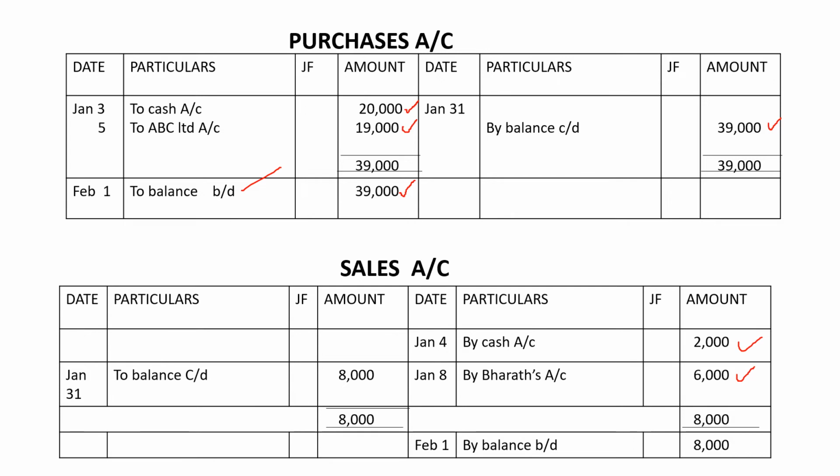So the credit side is more, so 8,000 we are writing. On the debit side also we have to write the same amount, and above the total we have to write the balance. So the balance is 8,000 rupees. So on January 31st we have to close the account. So to balance carried down 8,000 rupees. On the opposite side below the total we have to write, the opposite side is the credit side. So February 1st by balance brought down 8,000 rupees.